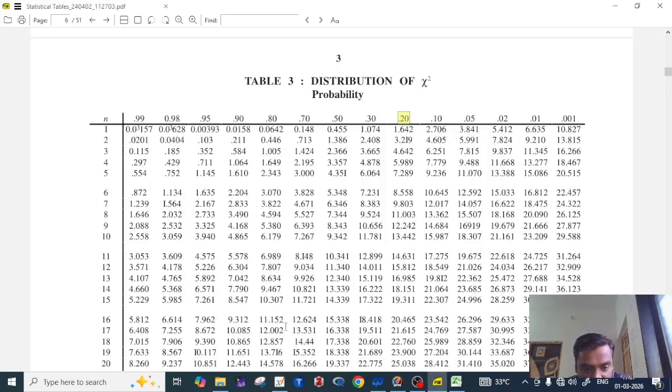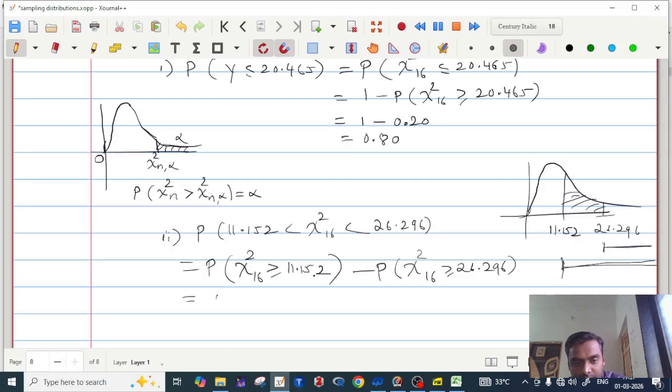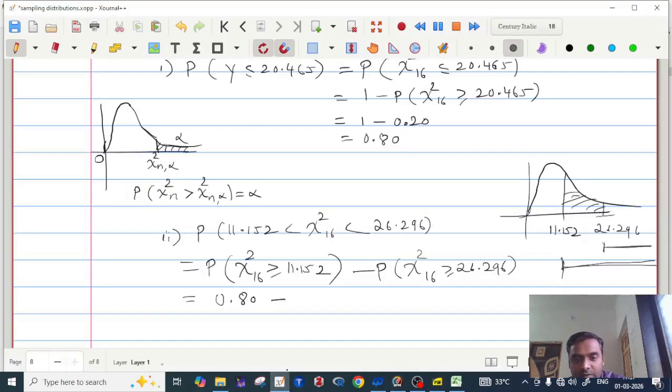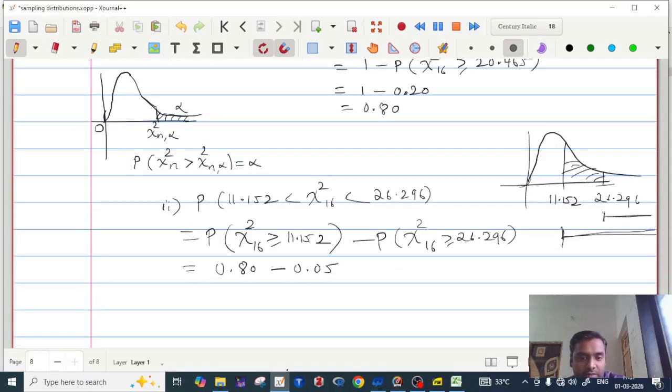Now solve this. 16 corresponding 11.152. Answer is 0.80. Minus 26.296. This is 16. 26.296 is 0.05. So this way I have to see the values. Answer is 0.75. Is correct.